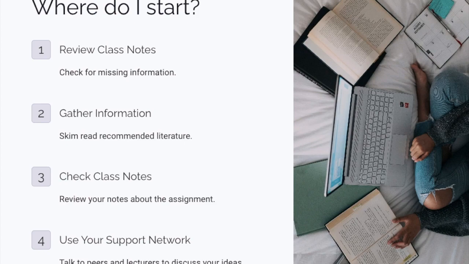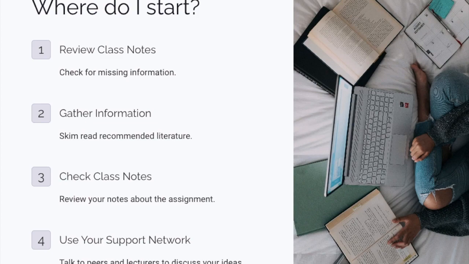Check your class notes around assignment planning. So usually at the end of a module, you'll start to talk about the assignment itself, and you may be given examples of previous work, or you might be given a checklist of key things to cover, or you really might not be given very much information at all. But generally, there will be something within class where there will be a discussion around the actual assignment.